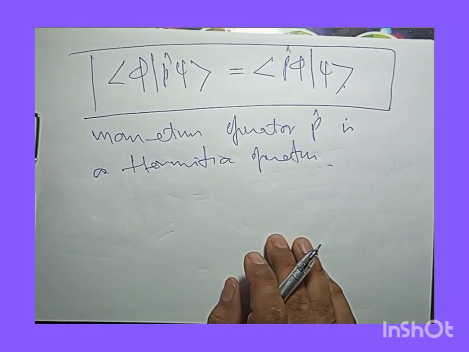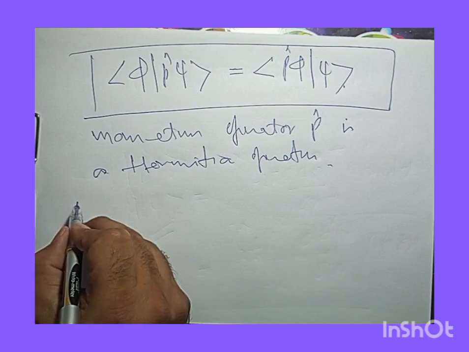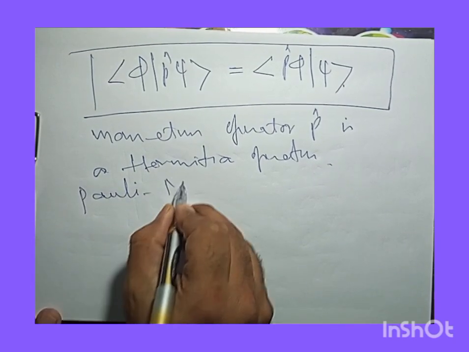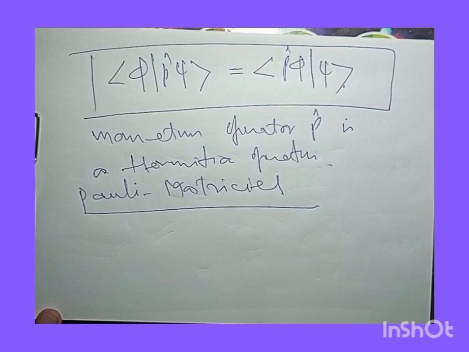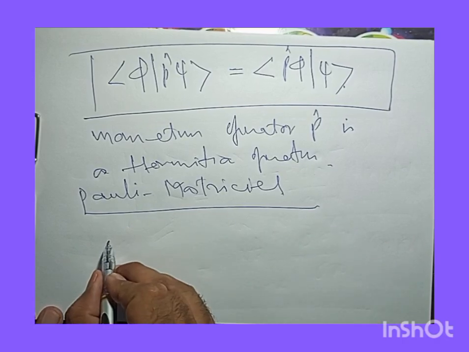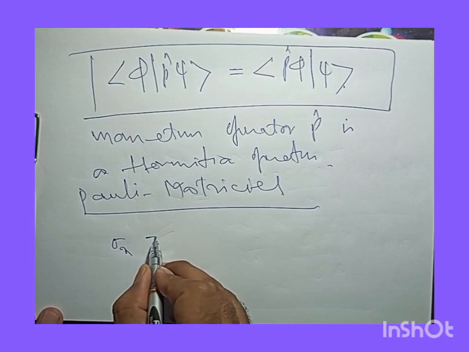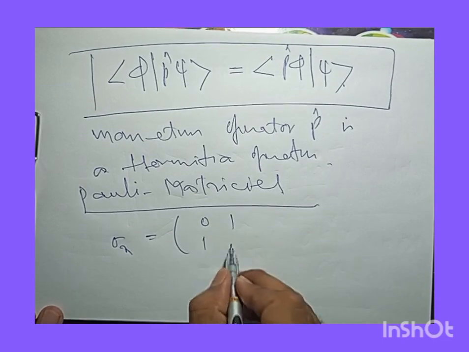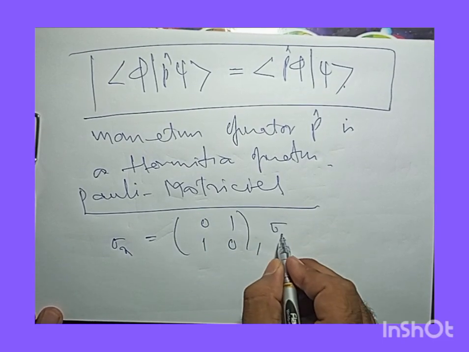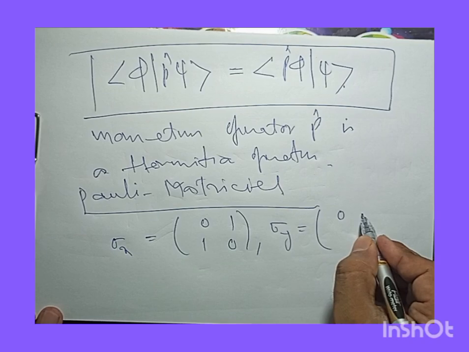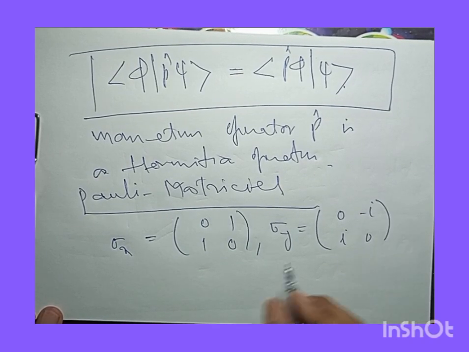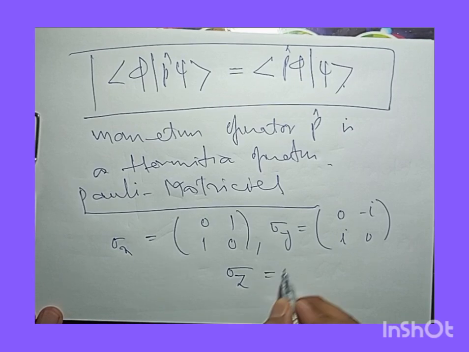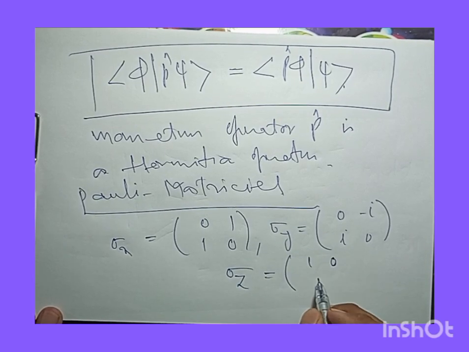Now, moving on, let's take on the Pauli matrices. We have predefined Pauli matrices. We have sigma x, and sigma x is 0, 1, 1, 0. We have sigma y. Sigma y is 0, minus i, then i and 0. And then we have sigma z, and that is 1, 0, 0, minus 1.